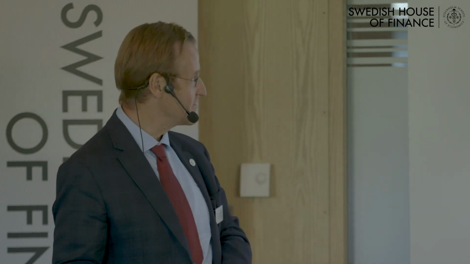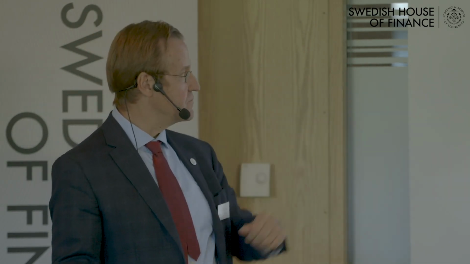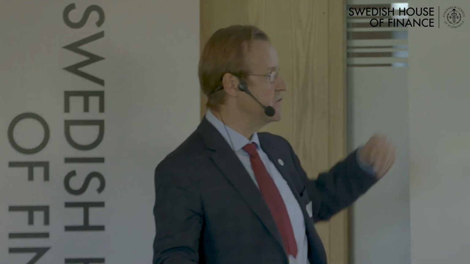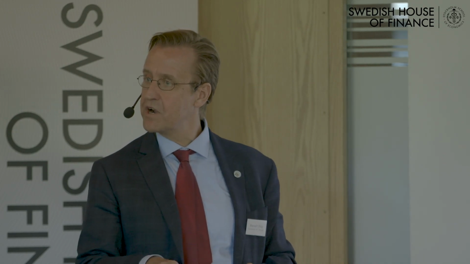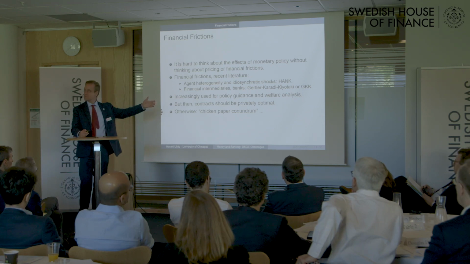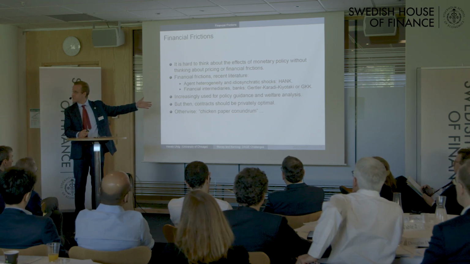There are the HANK models, the heterogeneous agent New Keynesian models, and there are these financial intermediary models with banks, in particular Gertler, Kiyotaki, or GK. And they're wonderful models. But they're also increasingly used for policy guidance and welfare analysis. Then you want to be careful, because you have to argue that things that policy addresses can't be addressed by the private agents themselves. You're running into what I'm going to call the chicken paper conundrum.